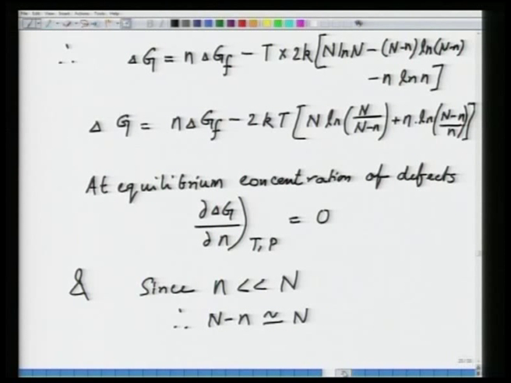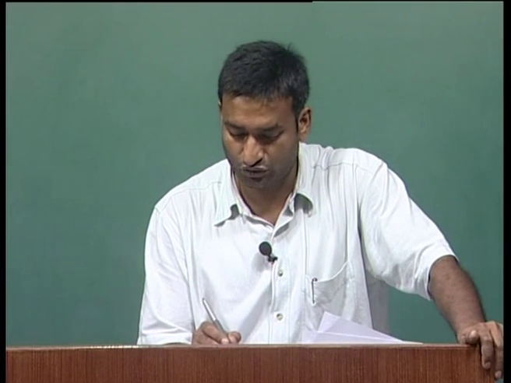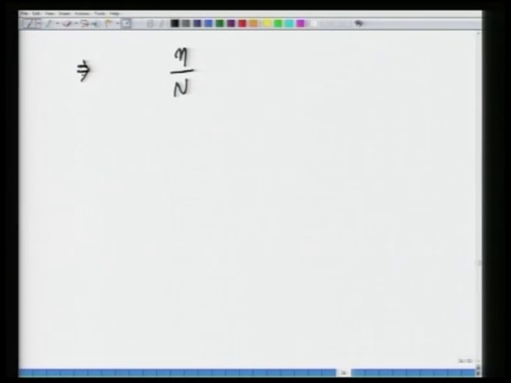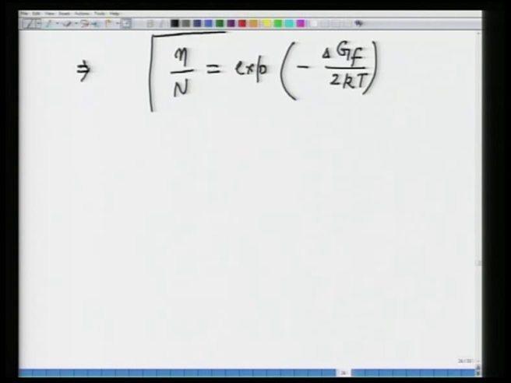So, when you differentiate, what you will find is this. If you do that exercise and replace N minus small n as almost equal to capital N, then you will find small n. So, if you differentiate the free energy equation with respect to n, it is a very simple differentiation, this would lead to n over N equal to exponential of minus delta G_F divided by 2kT. So, this is an important expression.